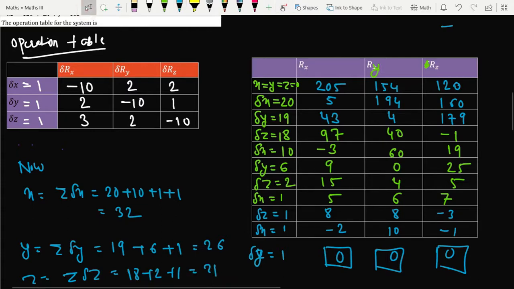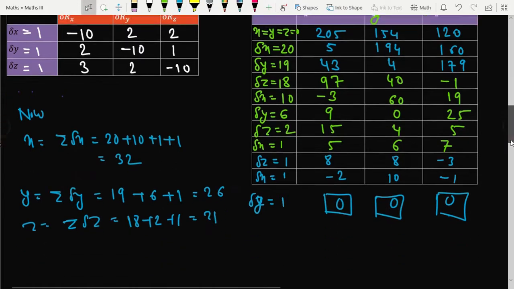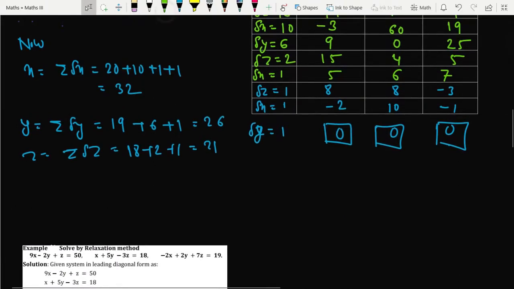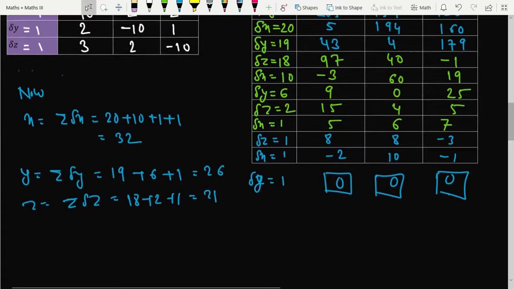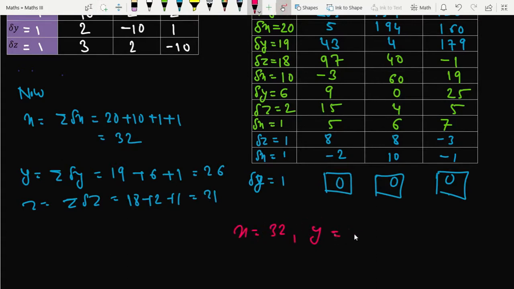So finally, we obtained the solution of this problem, that is x is equal to 32, y is equal to 26, and z is equal to 21. We can solve this problem by using a calculator and find this answer, just for understanding if your answer is correct, by using a calculator or by using the relaxation table. So this is the relaxation table, the relaxation method for solving simultaneous equations.